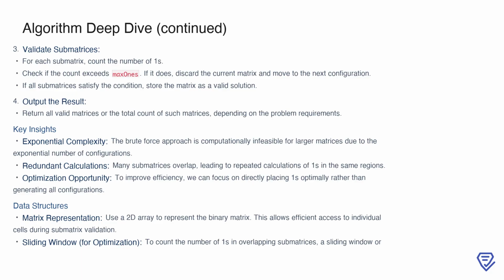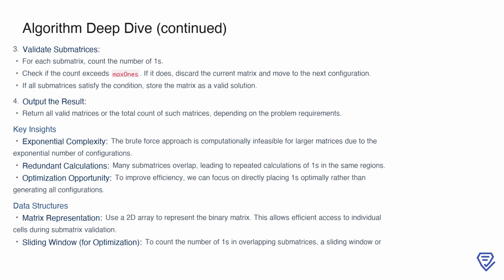On the other hand, if all submatrices satisfy the constraint, the matrix is stored as a valid solution. Finally, we output either the set of all valid matrices or the total count of these matrices, depending on the requirements of the problem. While this approach ensures correctness, it has significant drawbacks.